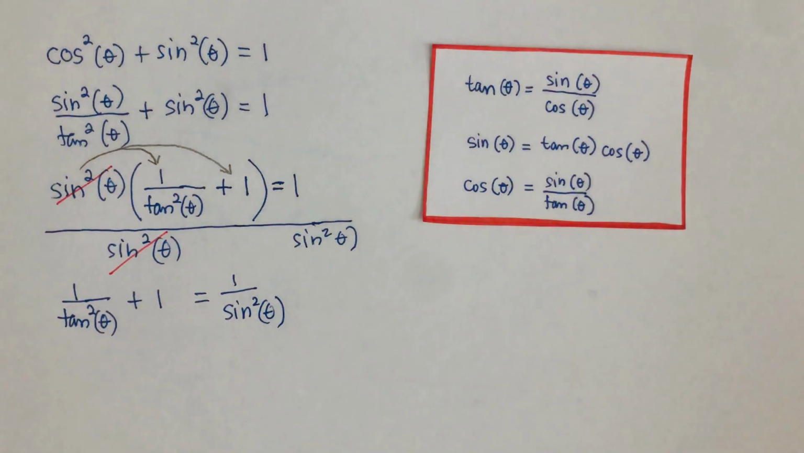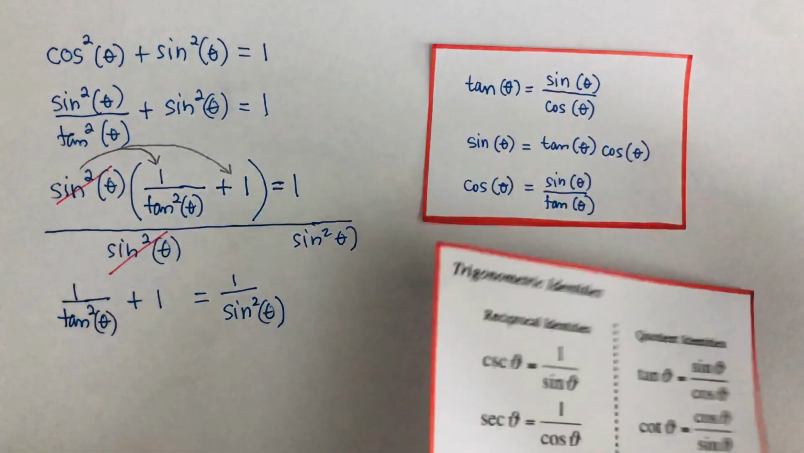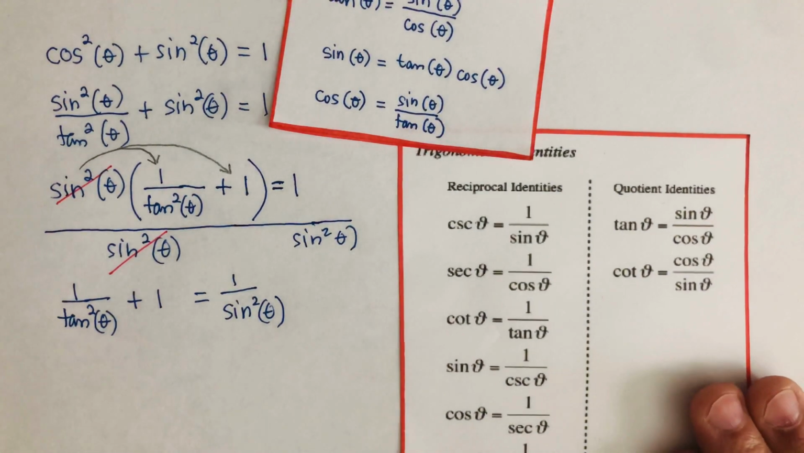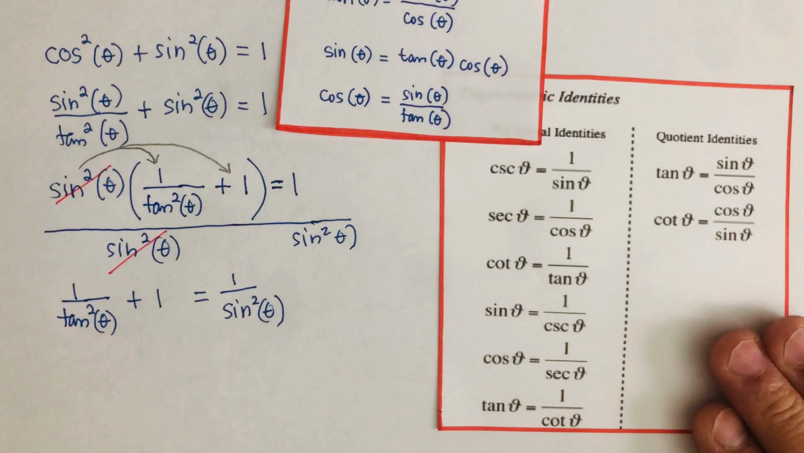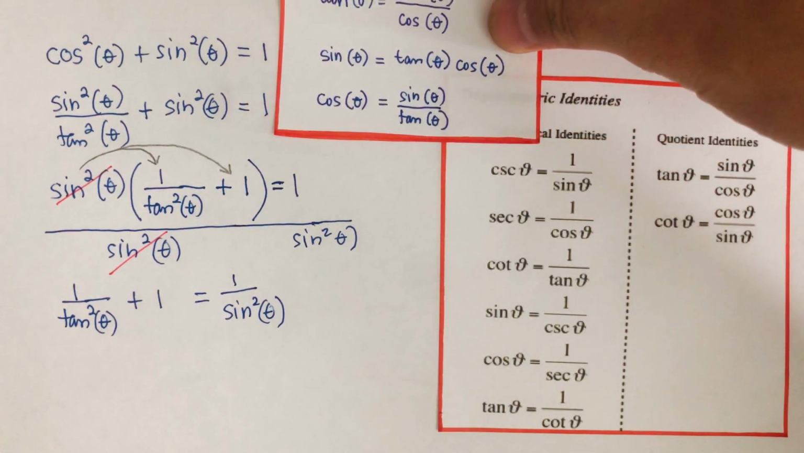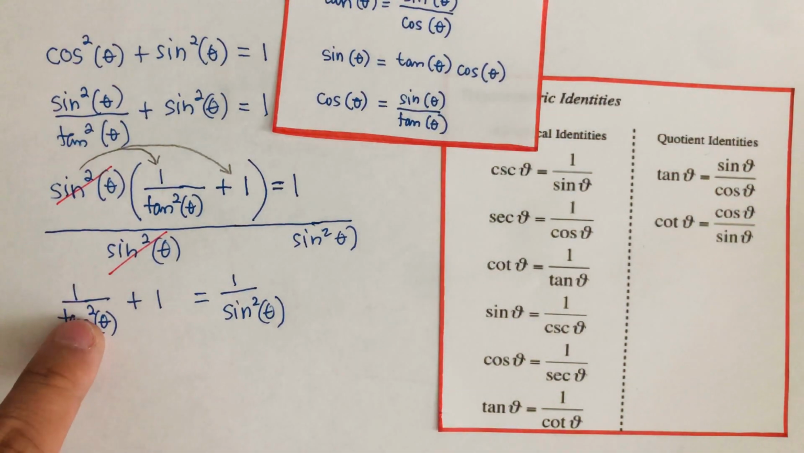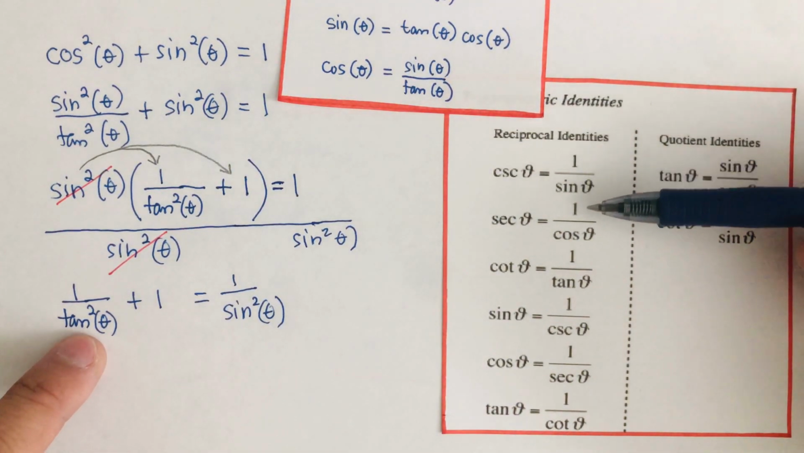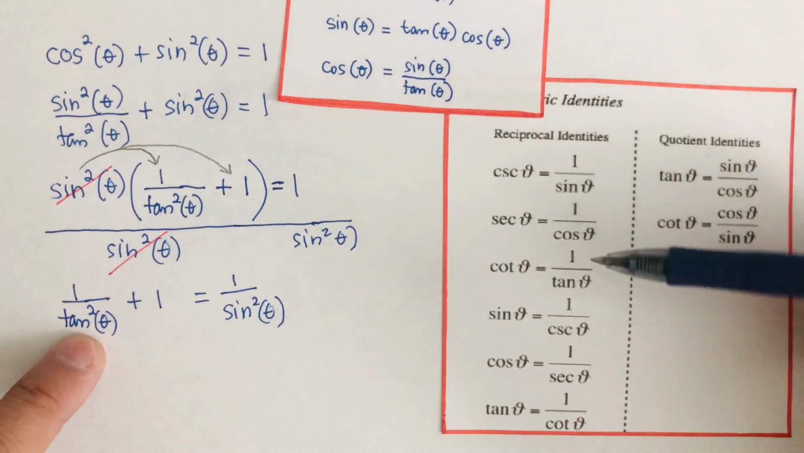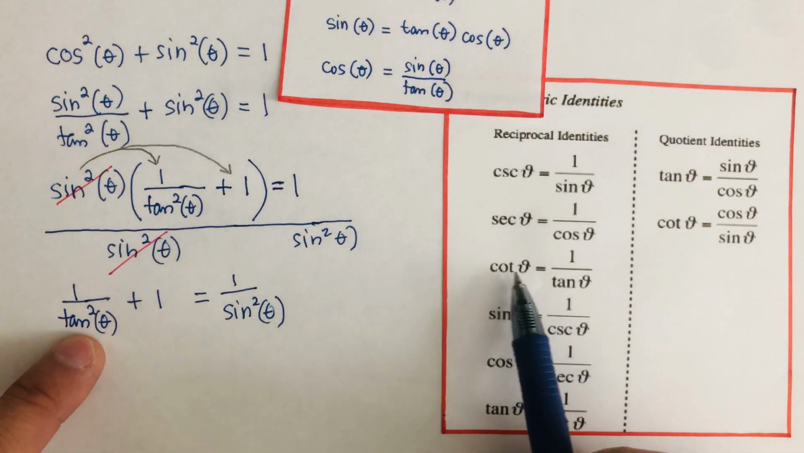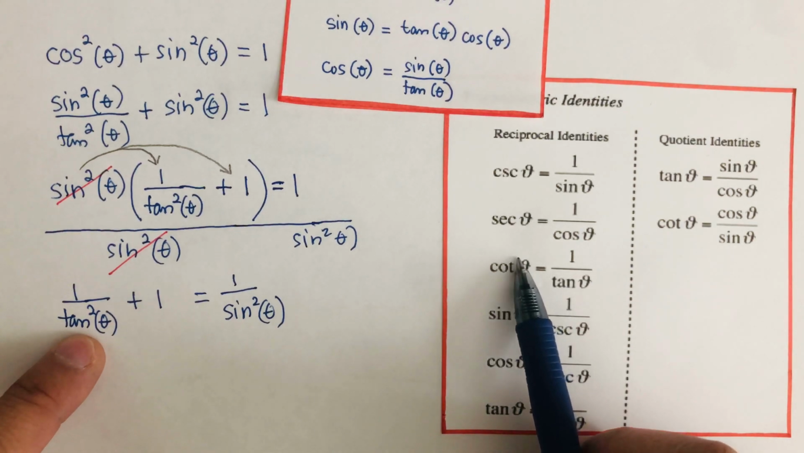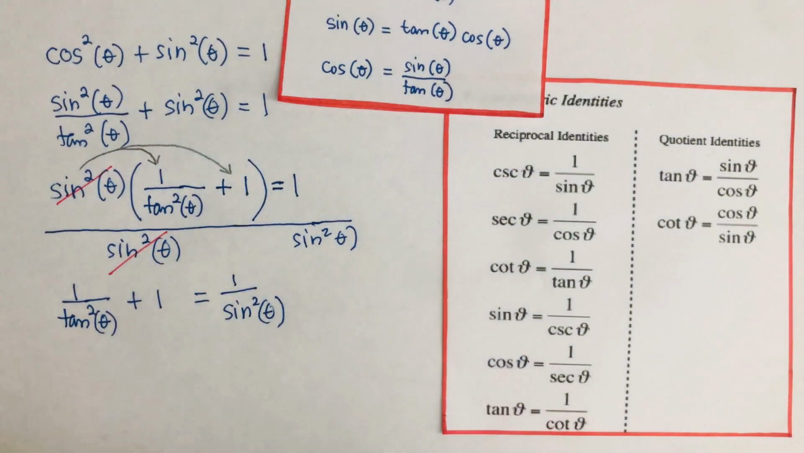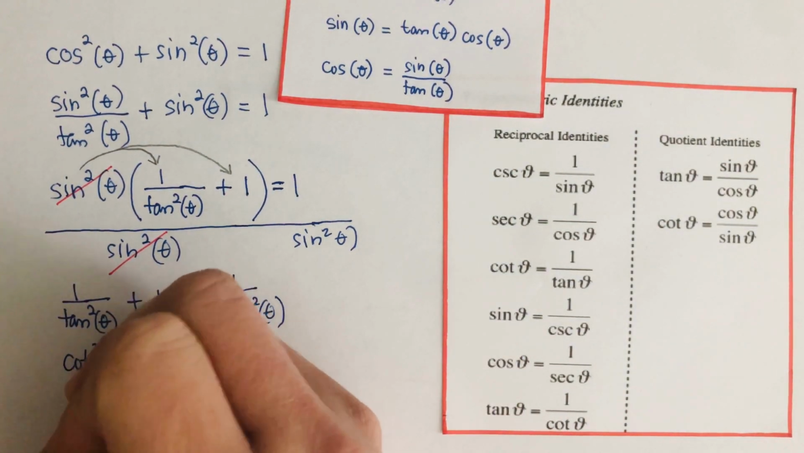Now we are going to use the other trigonometric identities. I have here the other trigonometric identities that we are going to use so that we can simplify this some more. Since we have 1 over tangent squared, we will look for that in the identities here. 1 over tangent squared is one of the reciprocal identities, which is actually cotangent squared. So just put a squared on this and a squared on this. So this 1 over tangent squared is actually cotangent squared theta.